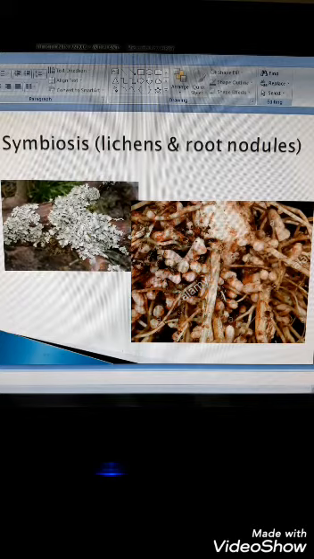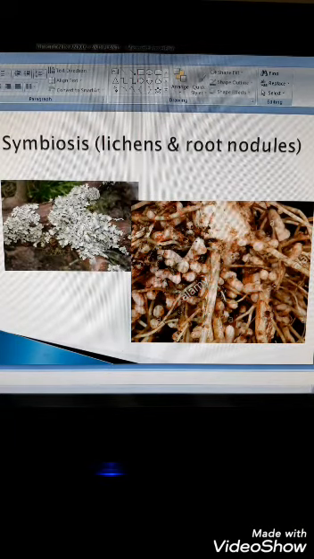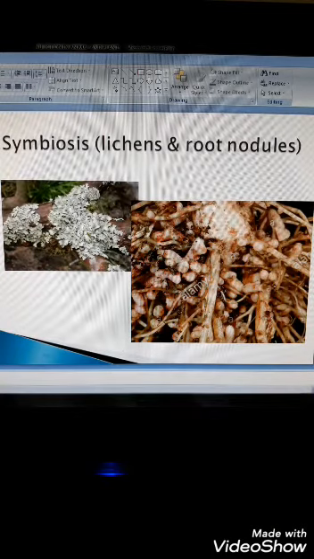The alga contains chlorophyll because it is green in color, so it is capable of making its own food. Whereas the fungus, we know, is a non-green plant, and it is not able to make its own food. But yes, it is able to absorb water and minerals for the plant. So they live mutually. The fungus provides protection, water and minerals to the alga. When the alga receives water and minerals from the fungus, then it prepares the food and shares it with the fungus.